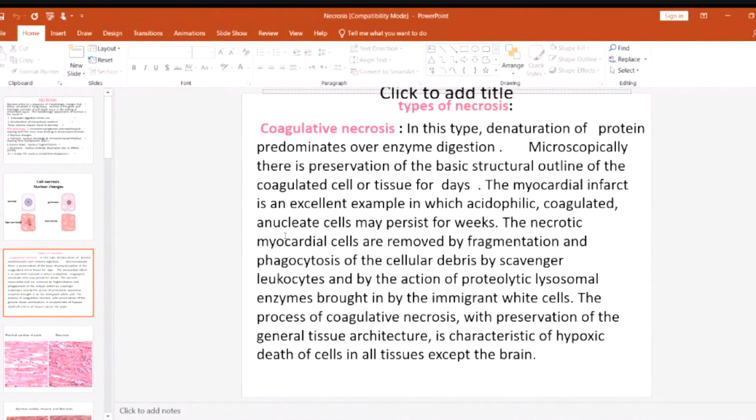All tissues in the body, the heart, the muscle, the kidney, the liver, when they suffer from ischemia or hypoxia will end in coagulative necrosis, except the brain, which will end in liquefactive necrosis, and we will see that in the next few minutes.